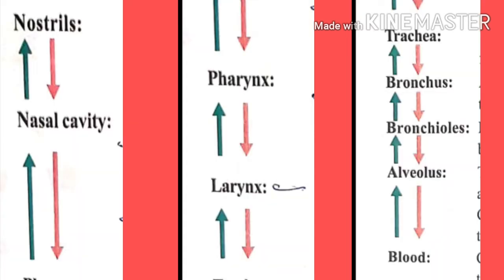First, we take a quick look at the pathway of air in human beings. Nostrils, nasal cavity, pharynx, larynx, trachea, bronchus, bronchioles, alveolus, blood. This is the pathway of air in human beings.